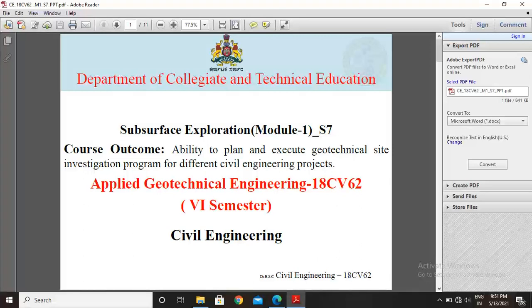Today I want to start Module 1, Session 7. Title of the Module 1 is Subsurface Exploration. Course outcome is ability to plan and execute geotechnical site investigation program for different civil engineering projects. Title of the subject is Applied Geotechnical Engineering and subject code is 18 CV 62 of 6th semester.